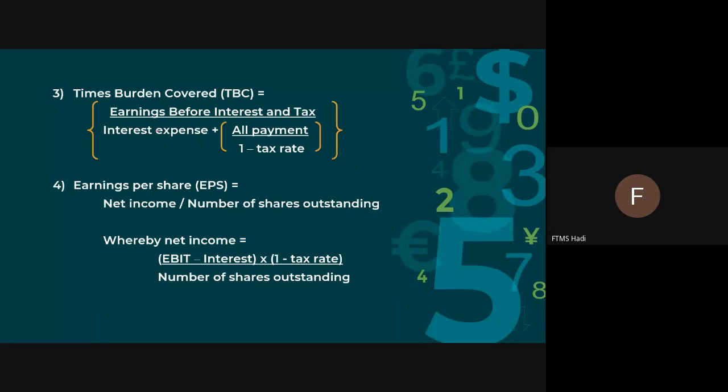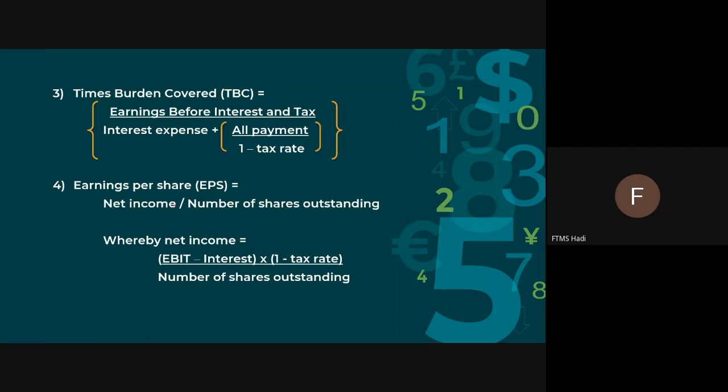To calculate TBC, times burden covered, it is EBIT, earnings before interest and tax, divided by interest expense plus loan payment divided by 1 minus tax rate. So that is the formula of times burden covered.